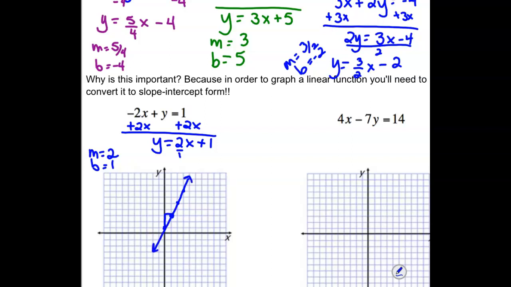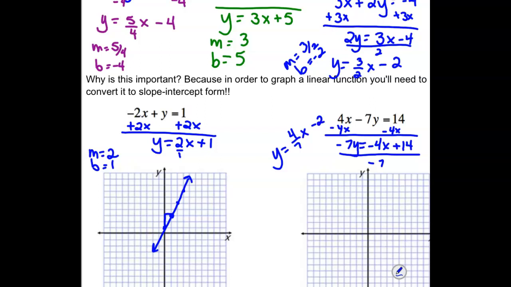Okay, for our second example, solving for y, we're going to subtract the 4x. I have -7y equals -4x plus 14. And then I'm going to divide everything by -7. So I end up with y equals, again, a negative divided by a negative becomes positive 4/7 x. And 14 divided by -7 would be -2.